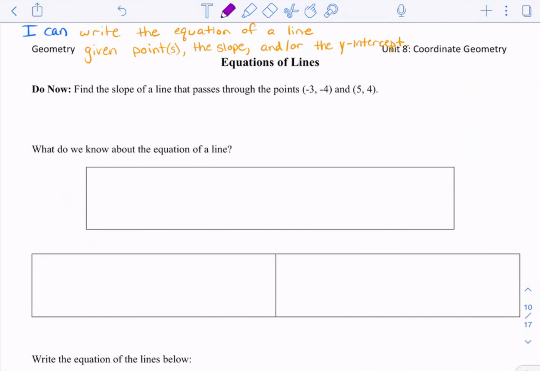It says find the slope of the line that passes through the points (-3, -4) and (5, 4). If you remember, to find the slope, which was one of our previous lessons, the equation is y2 minus y1 over x2 minus x1. So let's label these points and let's find the slope.